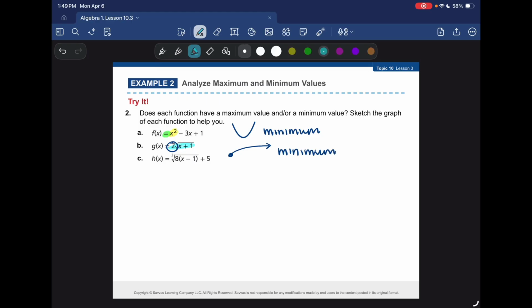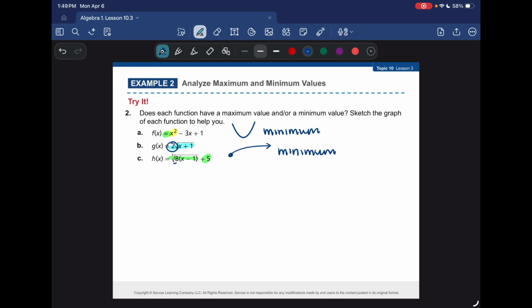And h of x, let's take a look at h of x. This is a cube root function, okay? And it is shifted up 5 since we have that +5 on the outside. It is going to be looking like our cube root function. It might just be translated a little bit and it looks like it might be compressed a little bit. We're going to talk about that in the next lesson.